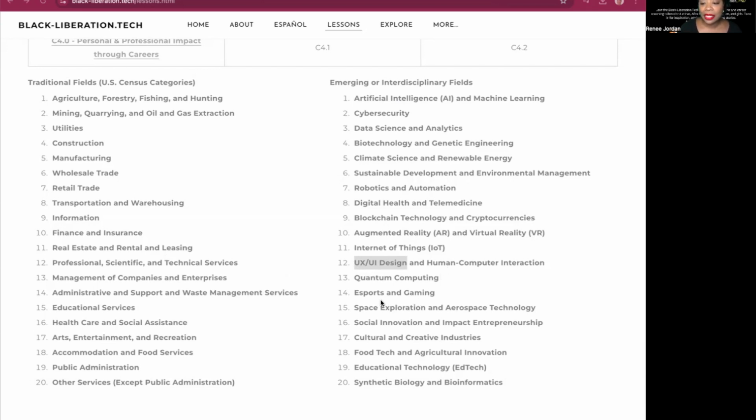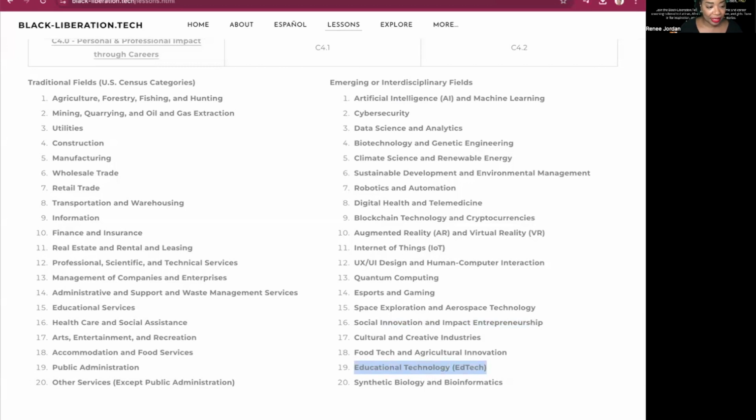Quantum computing, esports and gaming, space exploration and aerospace technology, social innovation, and impact entrepreneurship. That could be interesting. I'm going to highlight and copy that onto my Word document. All right, cultural and creative industries, not quite so much for me. Food, technology, and agriculture innovation, educational technology, that's me, that's my field.